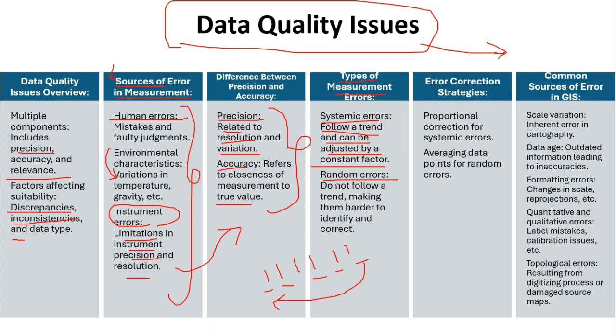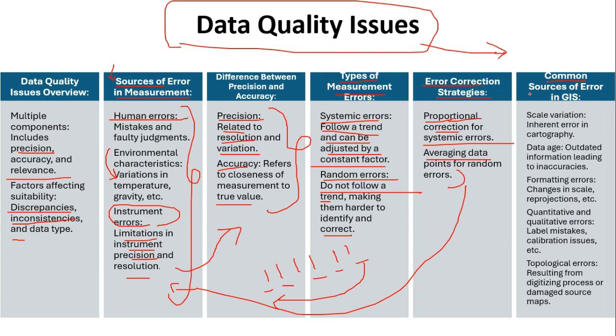But when there is a random error, it does not follow a trend, which makes it harder to identify and correct. What are the error correction strategies? Proportional corrections are used for systematic errors, and we can average out the data points for random errors. So these were the sources of error in measurement, the types of error that can happen, and how we can correct these errors.